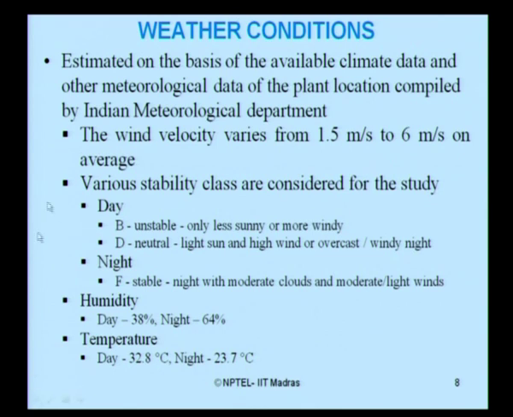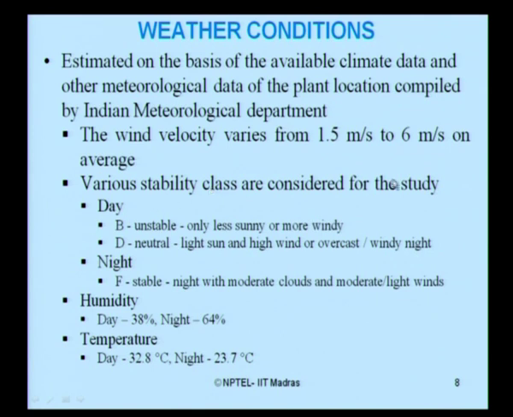Now the weather conditions are actually estimated on the basis of the available climatic data and other meteorological data of the plant location, and they are generally available with the Indian Meteorological Department, and every country has its own meteorological department which can give you the climatic data for the geographic location of the plant where you are conducting the study. In my case, the wind velocity is considered to vary from 1.5 meter per second to 6 meter per second on an average. I am also looking at different stability classes.